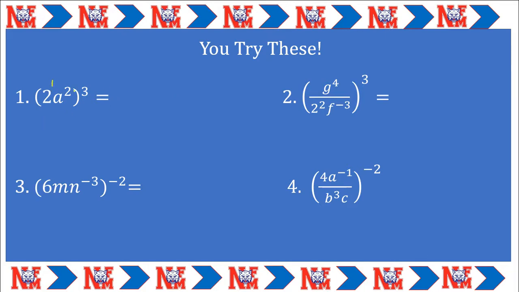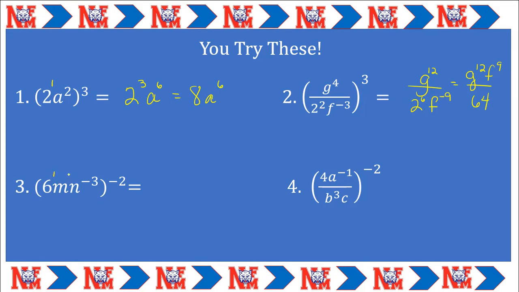Okay, I'm going to write in my 1 here. I'm going to have 2 to the third times a to the 6th, so this is going to be 8a to the 6th. In my second one, I am going to have g to the 12th over 2 to the 6th times f to the negative 9. We're going to bring f to the numerator, make it positive. I'm going ahead and evaluate 2 to the 6th, which is 64.